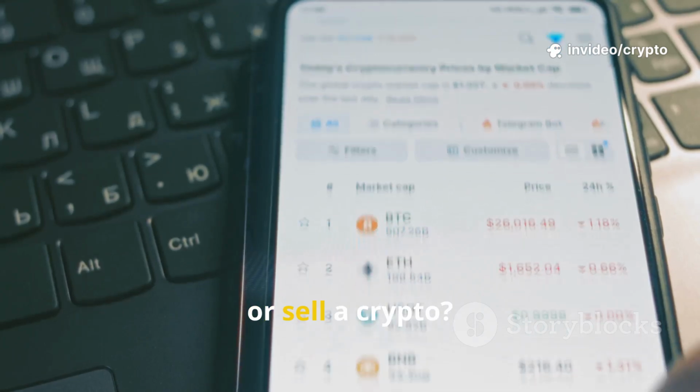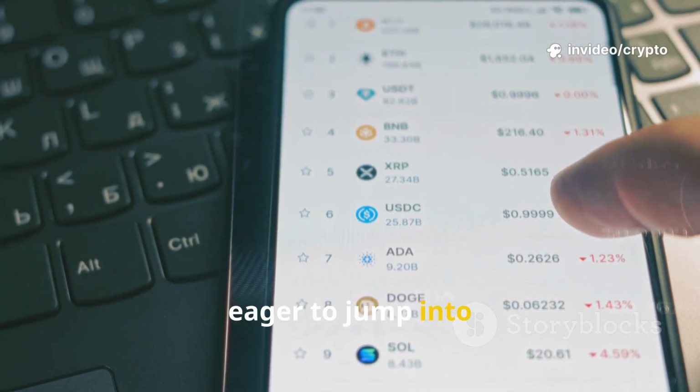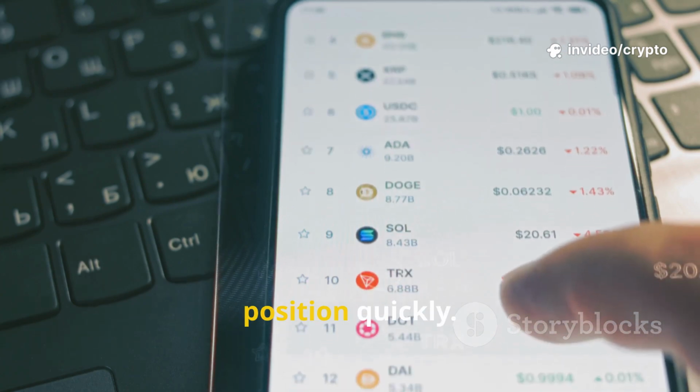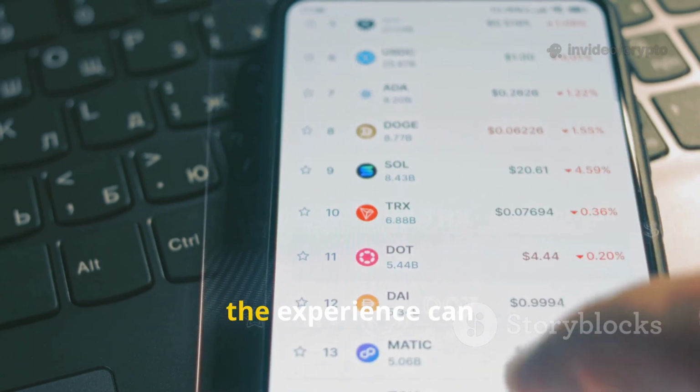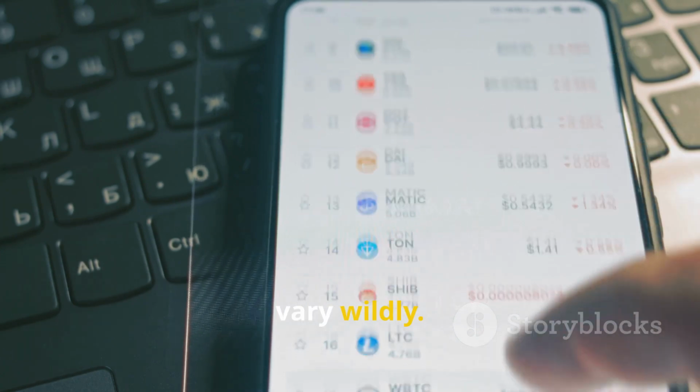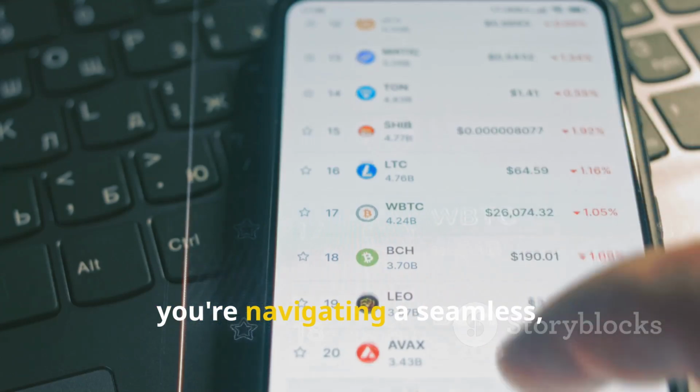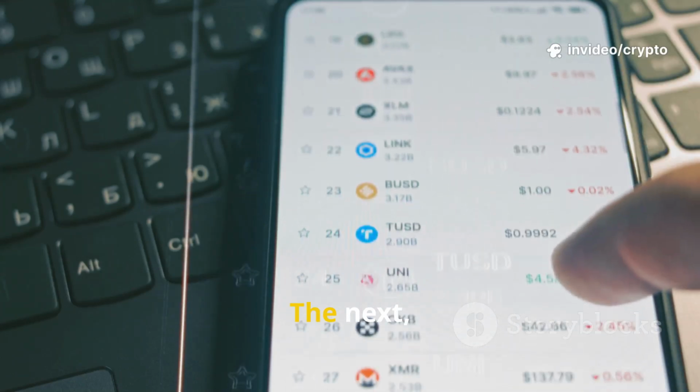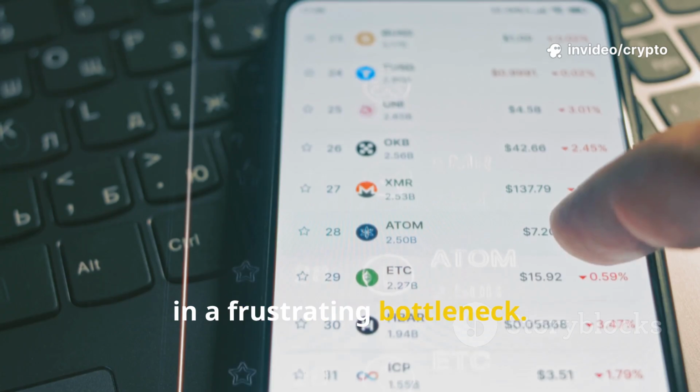Ever tried to buy or sell a crypto? Perhaps you were eager to jump into the market, or maybe you were looking to exit a position quickly. Whatever the reason, the experience can vary wildly. One moment, you might feel like you're navigating a seamless, efficient system. The next, you could be stuck in a frustrating bottleneck.